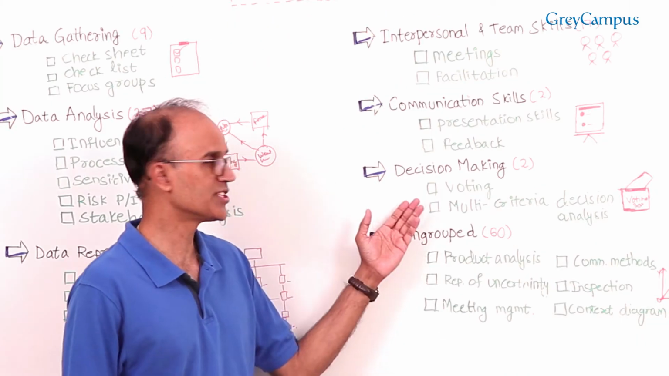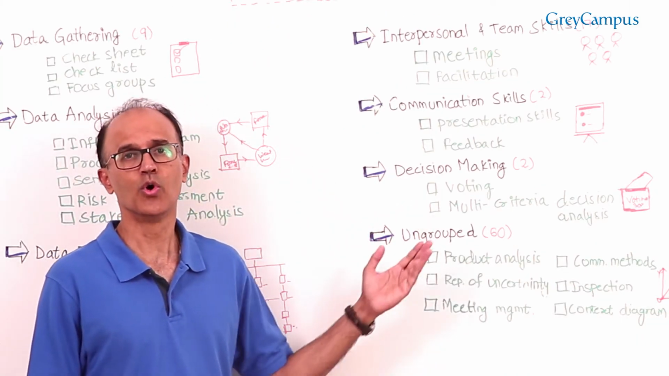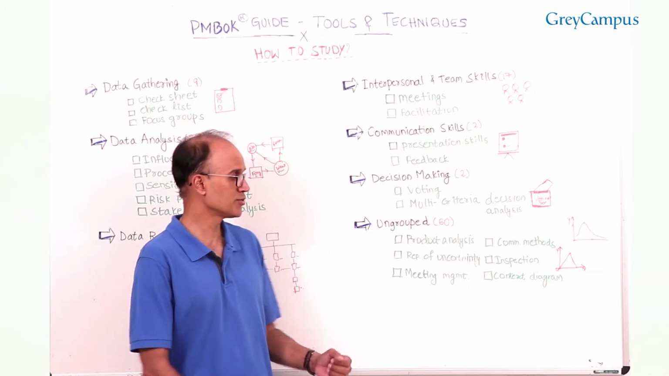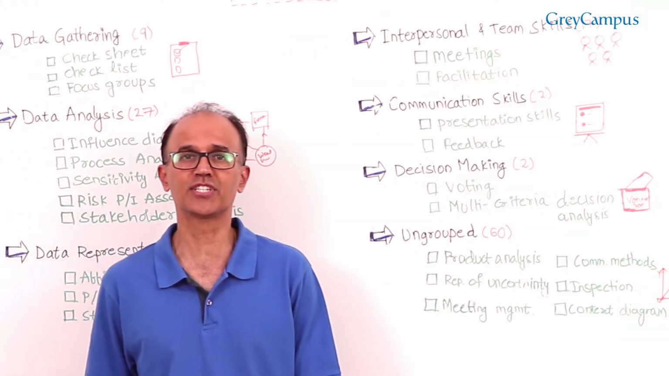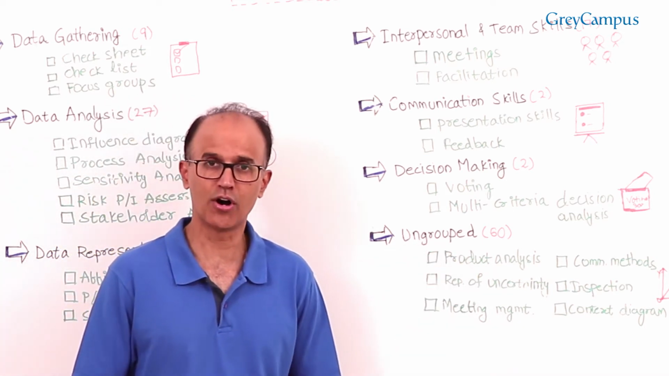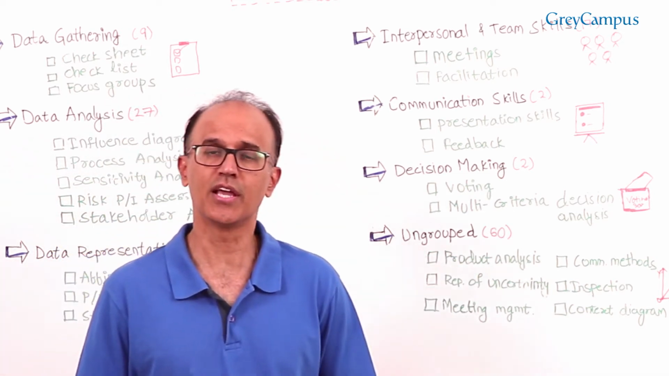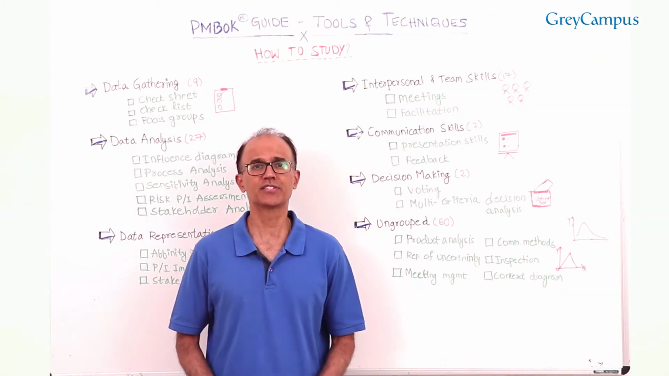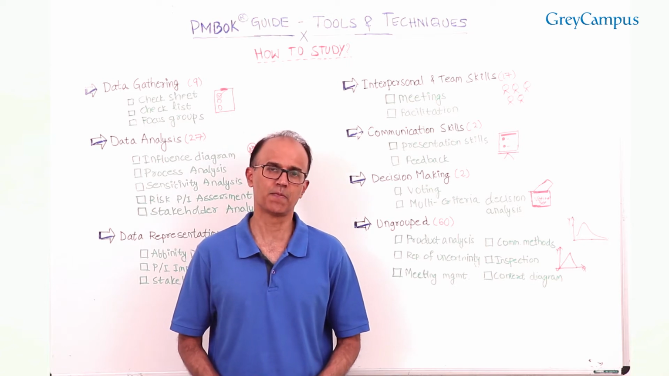Then we also have the decision making skills. There are 2 of them, voting and multi-criteria decision analysis. And lastly, there's a huge number of ungrouped techniques, 16 in number. They are different types like inspection, audits and communication technology and so on. So this was the first point here, understanding the various categories of tools and techniques.